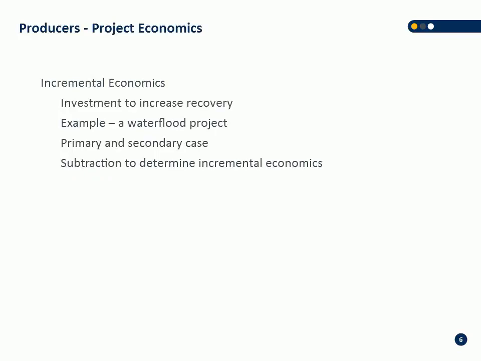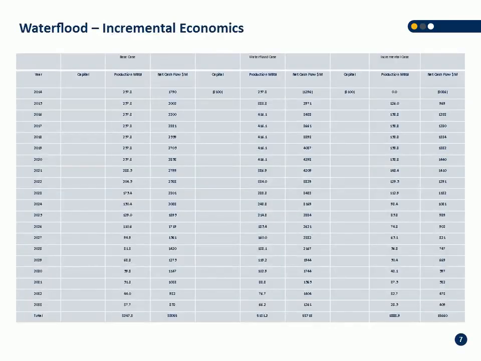One of the common uses inside production companies is to evaluate incremental economics on potential secondary and enhanced recovery projects. We'll walk through a quick example of a waterflood project and how they would look at incremental economics. They use subtraction to determine the incremental benefit of implementing something like a waterflood. A lot of numbers on here. What it's showing is they have a base case and a waterflood case. The base case is your primary production. You just continue to produce your wells on primary the way they're likely currently producing.